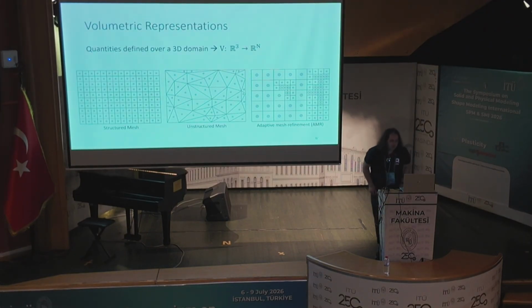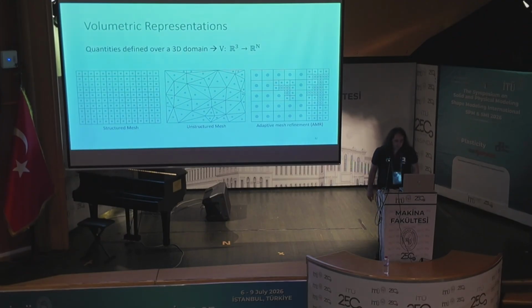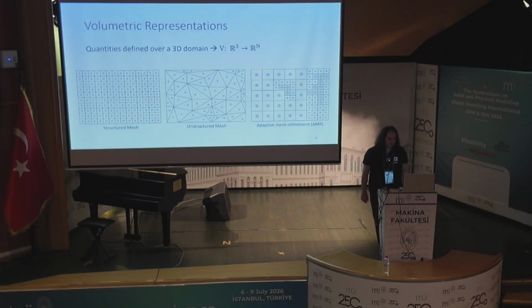So again, to repeat, when we say volumetric representations, they are quantities defined over a 3D domain. The most commonly used representations are structured mesh, unstructured mesh, and adaptive mesh refinement. Structured mesh is the simplest one. We divide the domain into fixed-size voxels.